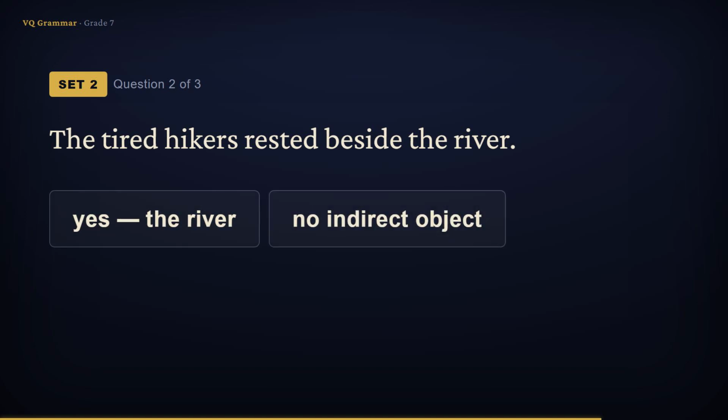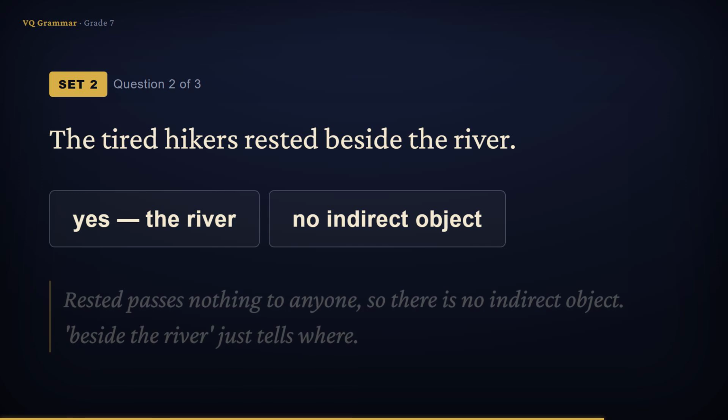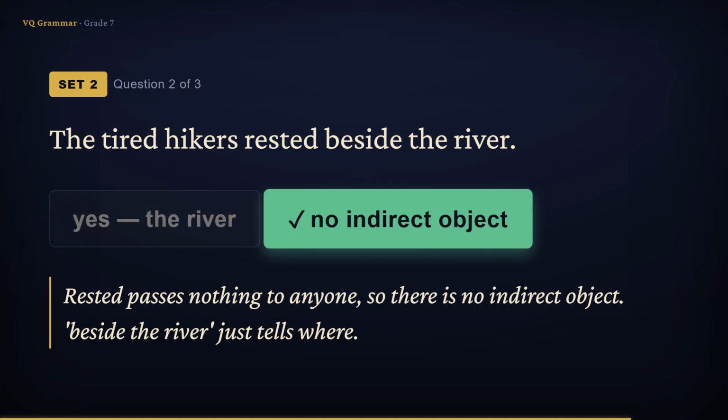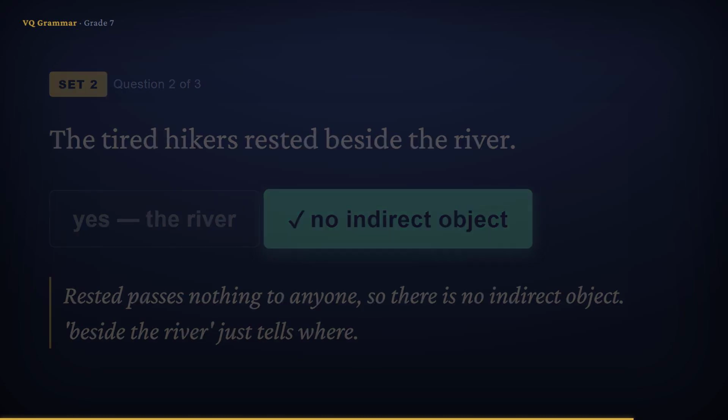The tired hikers rested beside the river. Look for something being given or told, and you will not find it. Rested doesn't hand anything to anyone. The words beside the river only tell where they rested. With no direct object being passed along, there's no indirect object either. So the answer is no indirect object.